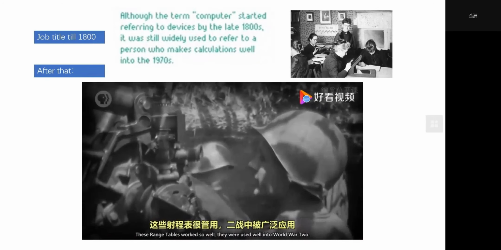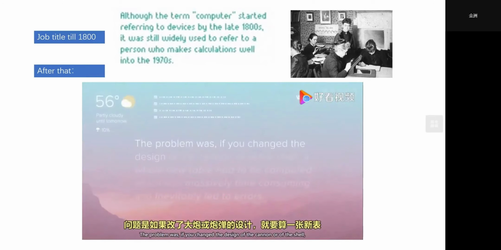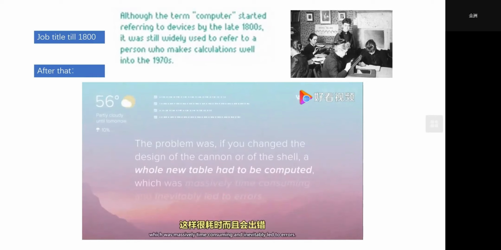These range tables worked so well they were used well into World War II. The problem was, if you changed the design of the cannon or of the shell, a whole new table had to be computed, which was massively time-consuming and inevitably led to errors.